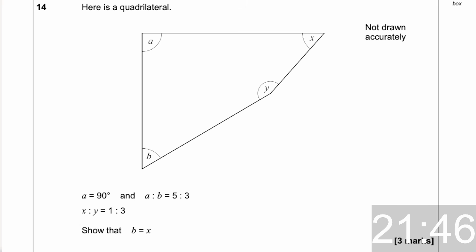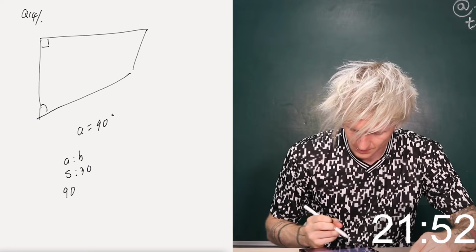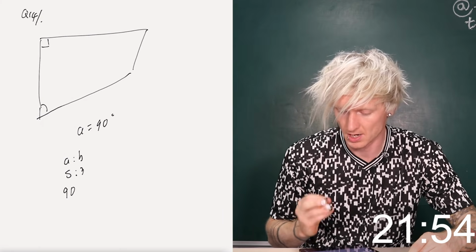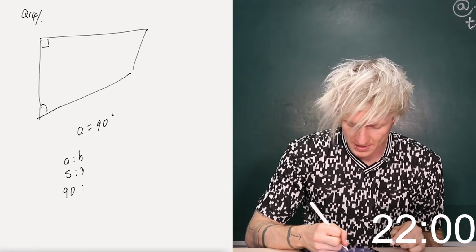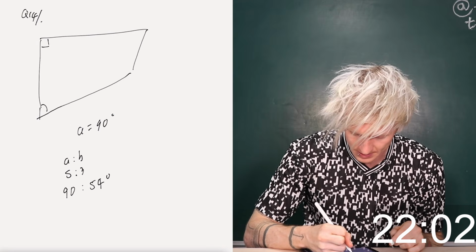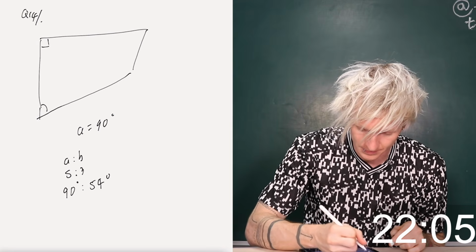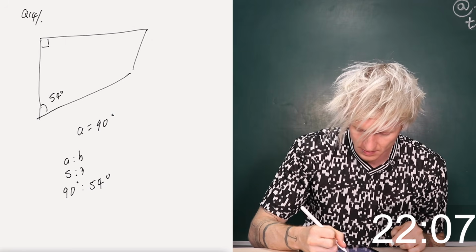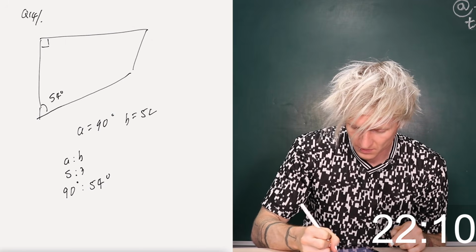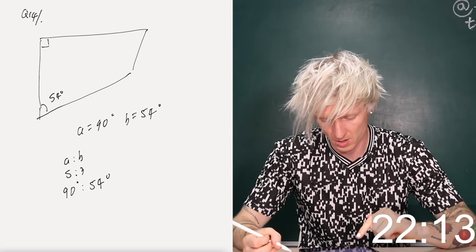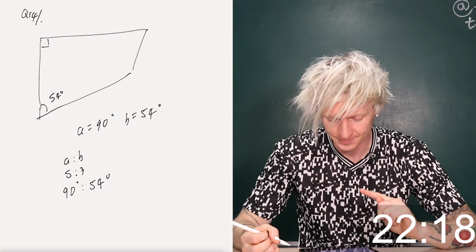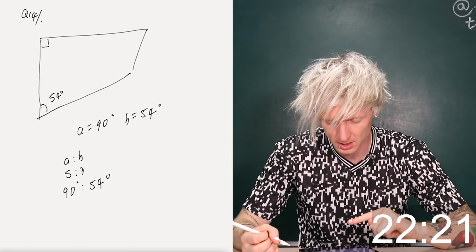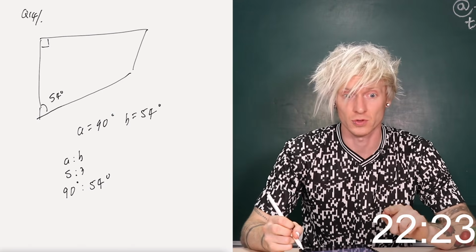So we know that A, B are in this ratio 5 to 3, which means 90. So 5 to get to 90 is 18. So 3 times 18 is 54 degrees. So B, therefore, is 54 degrees. Does that work? Ratio 5 to 3, let's just double check. 5 times 18 is 90. 3 times 18 is 54. Yes, right. So B is 54 degrees.